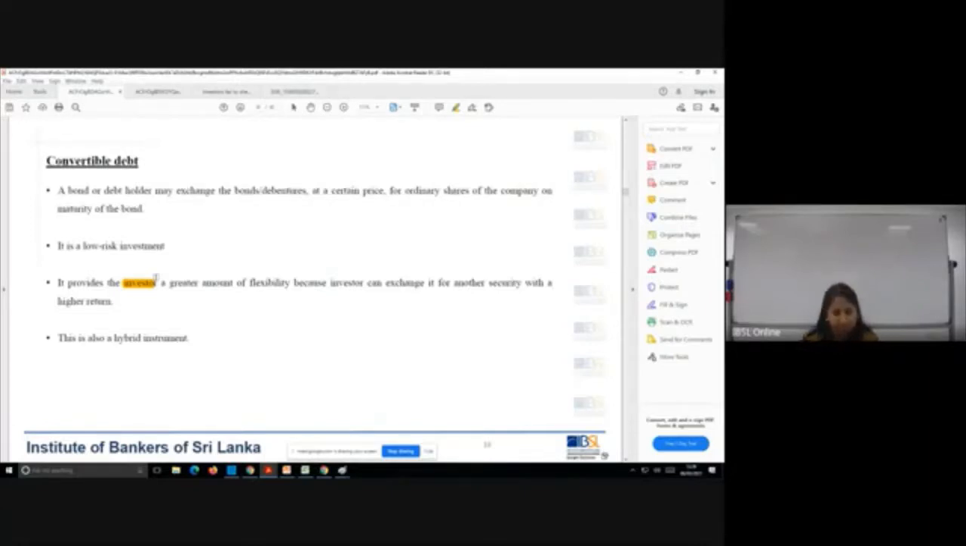Remember, this is also a hybrid instrument, but a little different from preference shares. Why? In preference shares, it had both features in the shares. In convertible debt, at the beginning it is entirely 100% debt, but on maturity onwards, it could convert into equity.